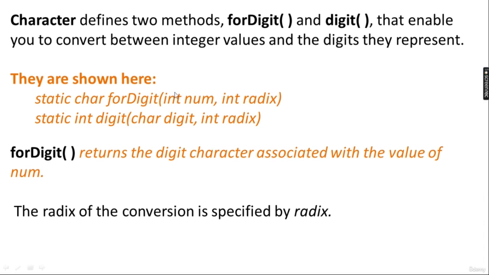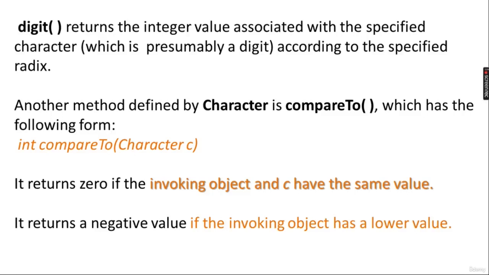So for example, if you specify number 9 in forDigit, what is the character for that particular digit 9? It will be returned. And int digit for a particular character: if you specify A here, it will return 65, capital A gives you 65. digit returns the integer value associated with the specified character, which is presumably a digit, according to the specified radix.